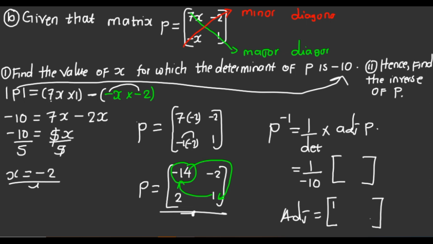1 goes there, negative 14 comes here. Then for the minor diagonal, you just have to change the signs. Positive 2 will change into negative 2. Negative 2 will change into positive 2. So here we have 1, 2, negative 2, negative 14. This is our final answer.